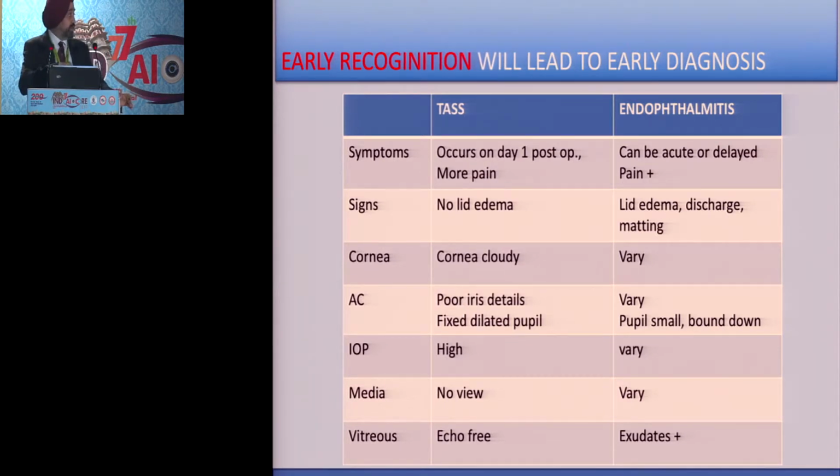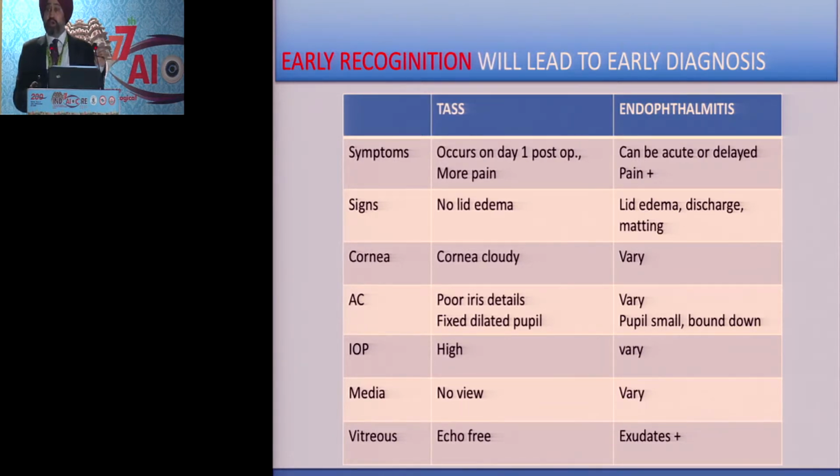So TASS occurs on day 1, and there is no lid edema in these patients, and you see lid edema in endophthalmitis. Endophthalmitis can occur any time. It can occur the day after, it can occur after 6 weeks, and after 3 months. So you have to remember that the cornea is cloudy by and large in TASS. It can be cloudy, and varies if corneal involvement is there. But the sign is no lid edema, more pain.